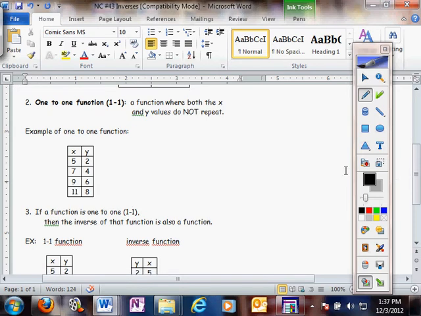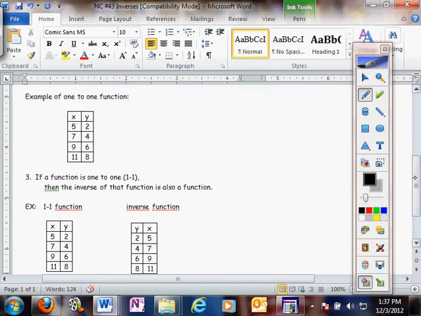Number two, a one-to-one function. A one-to-one function is a function where the x and the y values don't repeat. We already know that in order to be just a function, the x values are not supposed to repeat. Well, to be a one-to-one function, the x and the y values cannot repeat. So here's an example of a one-to-one function. Our x values don't repeat, our y values don't repeat. It's a one-to-one function. So what's so special about a one-to-one function?